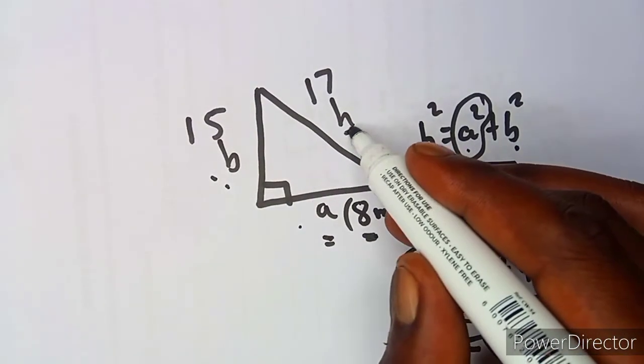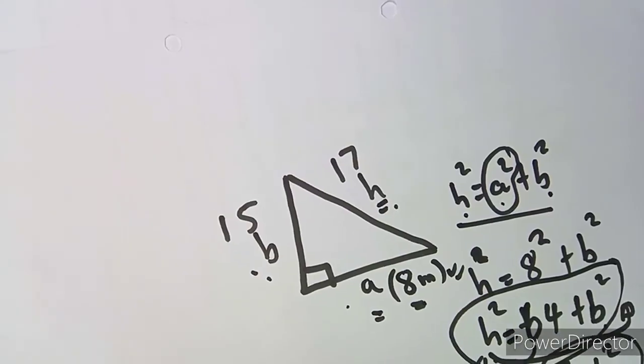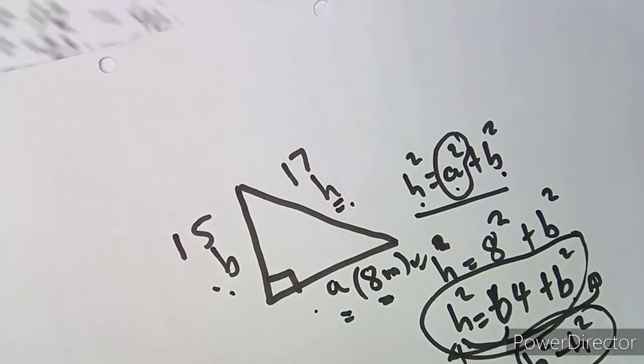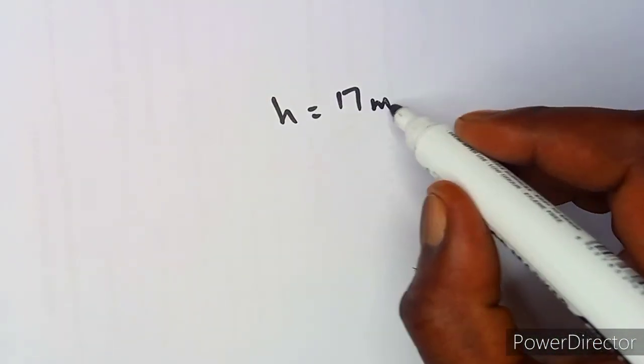So the hypotenuse, we found it. The hypotenuse in this case is 17. So answering the question, we are now writing our hypotenuse, which is 17, and these units are in meters. Okay, this is the first part.